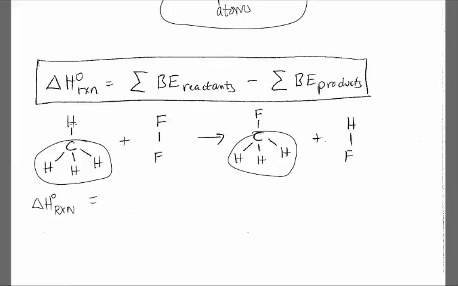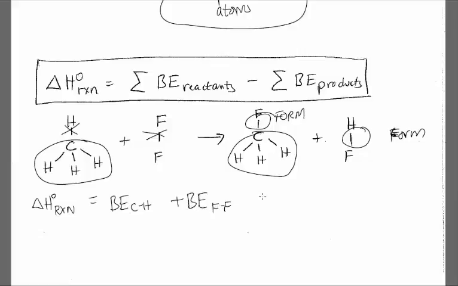So we're going to say the heat of reaction is going to equal, and we're going to break this bond. We're going to break this bond, and we're going to form this bond, and we're going to form this bond. So the heat of reaction is the bond energy of 1 CH bond plus the bond energy of 1 fluorine-fluorine bond minus, and I'll put the products in brackets, the bond energy of CF plus the bond energy of HF. And this is a plus because I put the minus outside of the bracket.